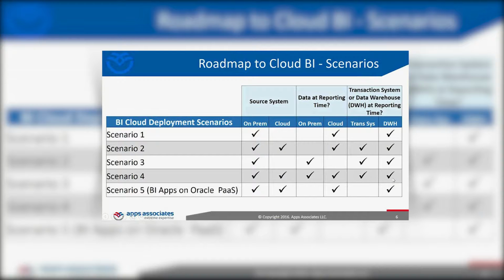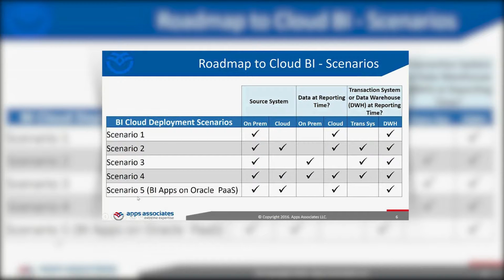Okay, scenario 4 has got all the check marks. This is the most complex scenario, but it had to be shown, and it's more common than you might think, and we're working with some customers who have this scenario. So in this scenario, the source systems are a mix of on-prem and cloud. The data at reporting time is a mix of on-prem and cloud. So we're reporting against some data in the cloud. We're also reporting directly against some on-prem systems, and the systems against which we're reporting are a mix. Some are data warehouses set up for reporting, and some are transaction systems for more real-time operational type reporting.